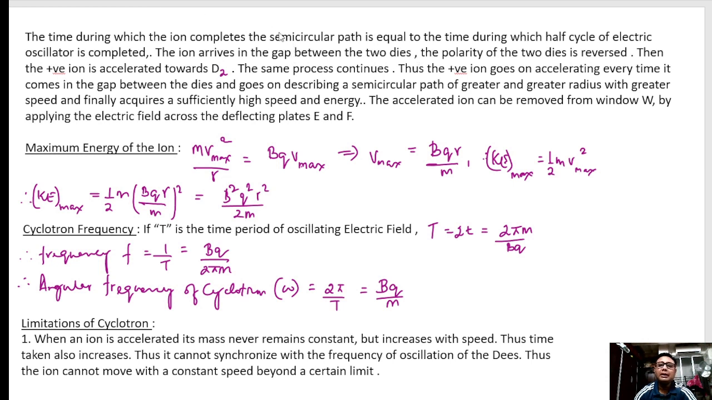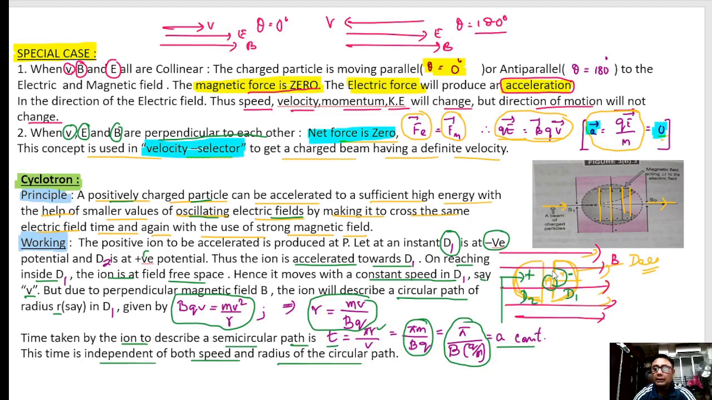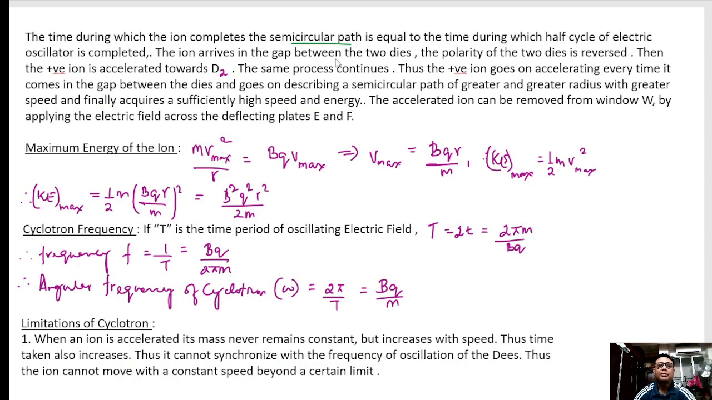When the particle is covering up the semicircular path, then after it comes out of D1 into the gap, this D2 will become the negative terminal, and D1 the positive. First D1 was negative, D2 was positive, and now when the particle has come out here again after half circle, D2 is negative, so the particle will get attracted towards it, and it will spend the same time inside this. This process will continue.